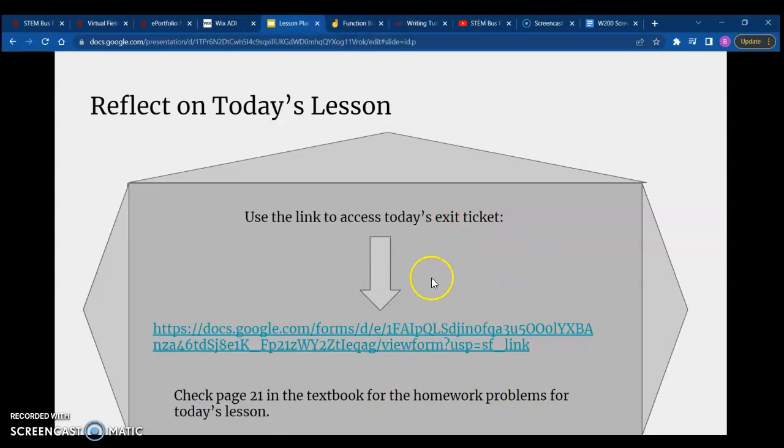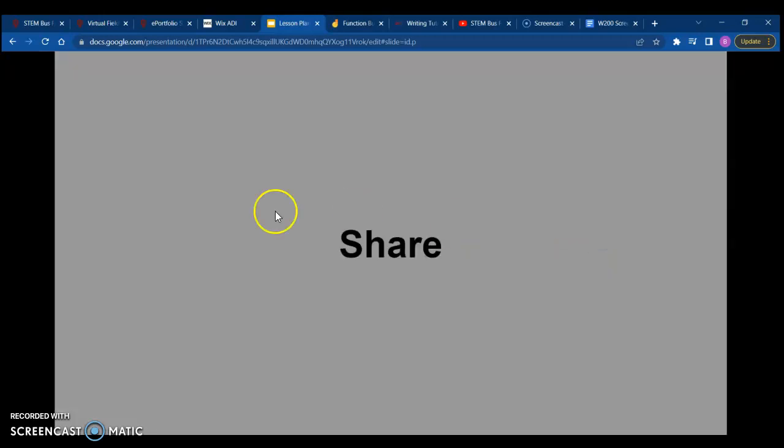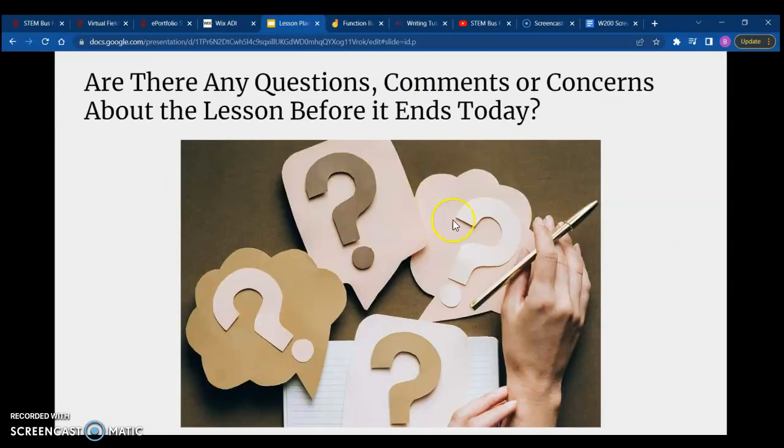And then for the homework assignment, I'd have them check the textbook that I have assigned for the homework problems. So pretty simple, not too hard, I don't think. And then the sharing is just if they have any questions, I want to stress the amount of questions. I just want to make sure that they understand everything before I end this lesson, because I want to stay communicating and connected with students. That's the most important thing here.